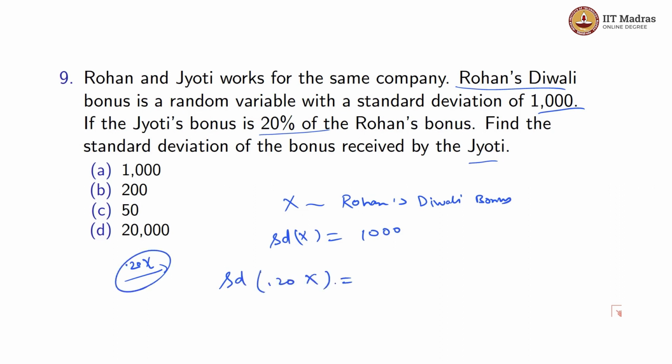By using the properties of standard deviation, we can simply write this as 0.20 times the standard deviation of x, which is nothing but 0.20 times 1000, which is 200. So the answer for this question will be 200.